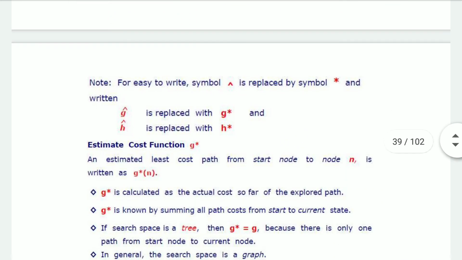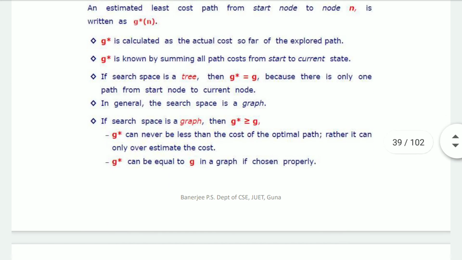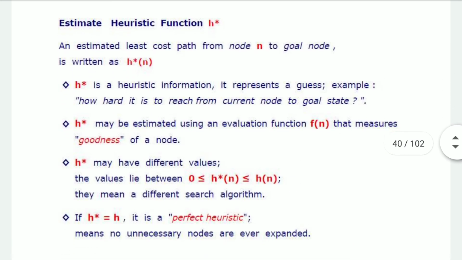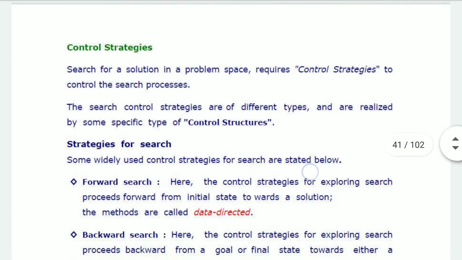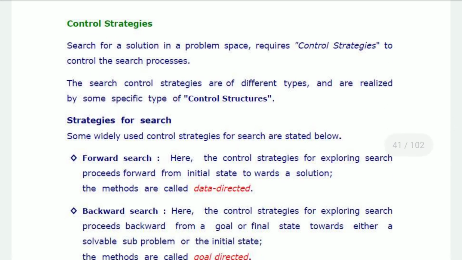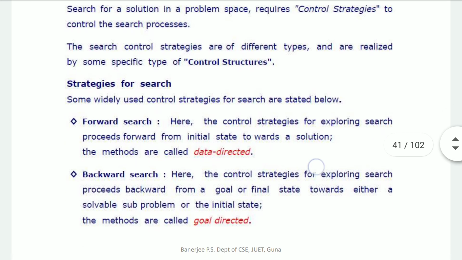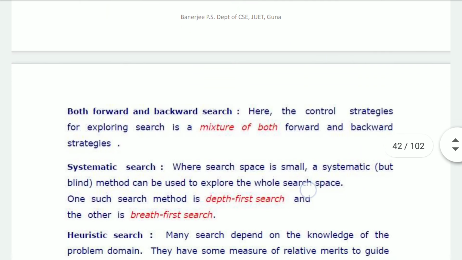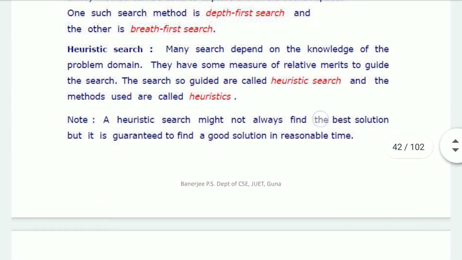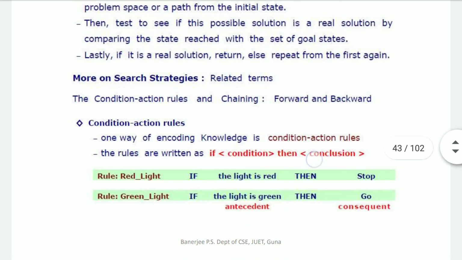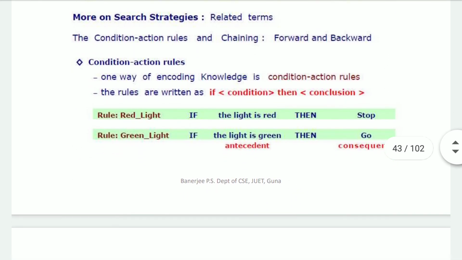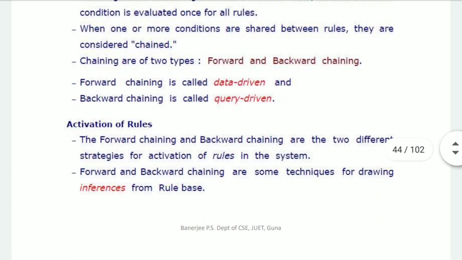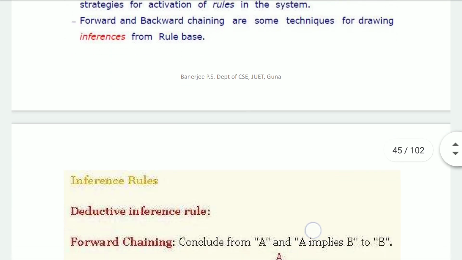These are things we have gone through, the G gap, H gap. The estimation of the heuristic function we have gone through. The control strategies, the forward search, the backward search, the data directed, the goal directed, right? We have gone through all these things in my previous lecture, right? I've given you these examples also in my handwritten notes. I've talked about chaining.